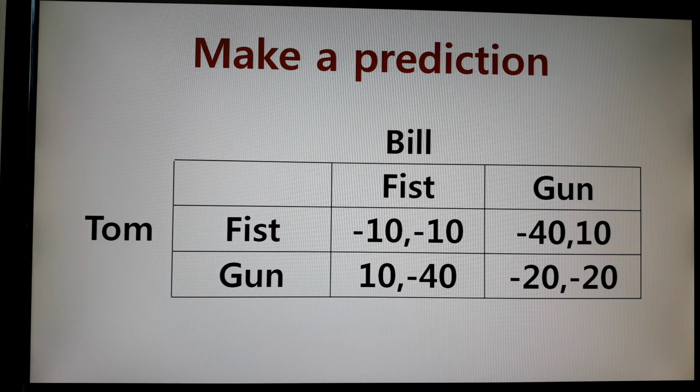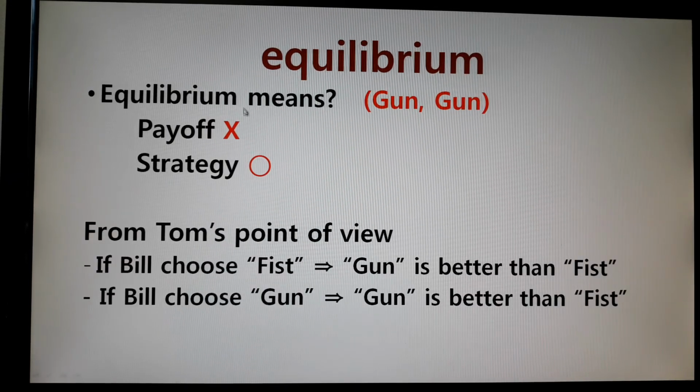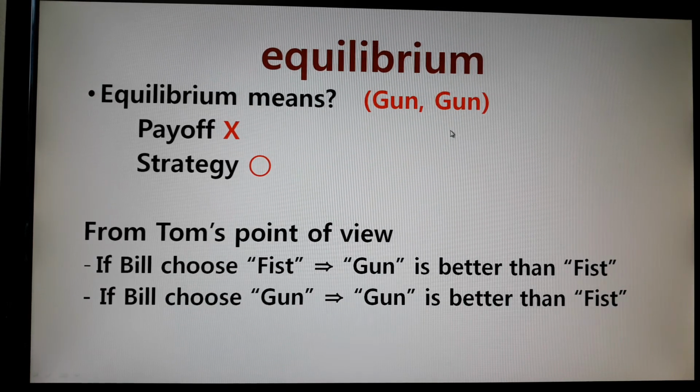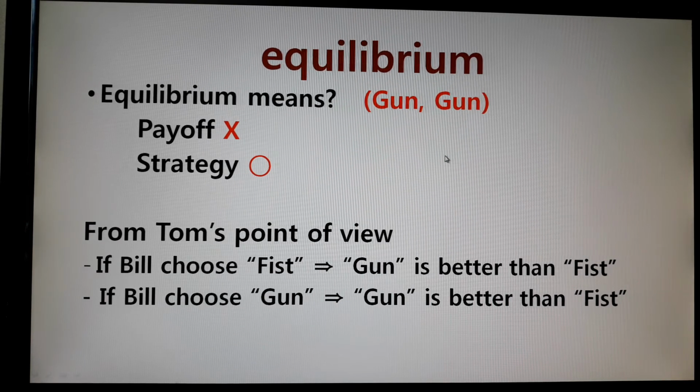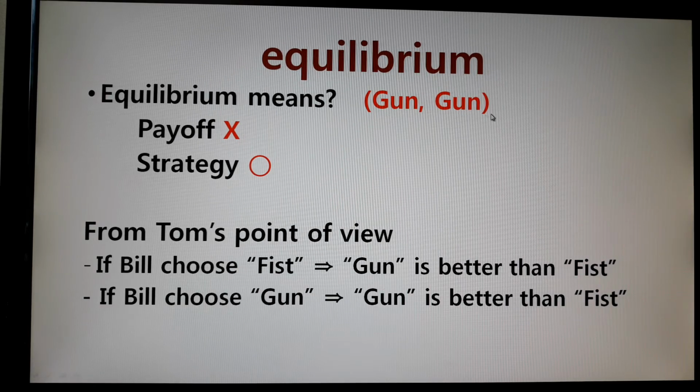We'll explain why, but everybody's gut feeling is if the other person has a gun, you should have a gun. Otherwise, you would be miserably killed. So the equilibrium, which means prediction, should be gun and gun. Okay? I haven't given you the reason why it should be gun and gun, but everybody's gut feeling must be gun and gun.